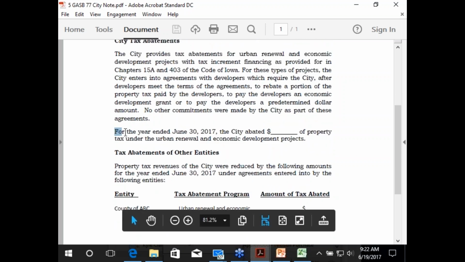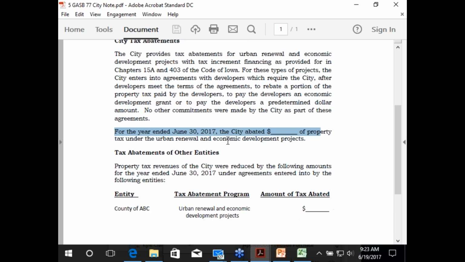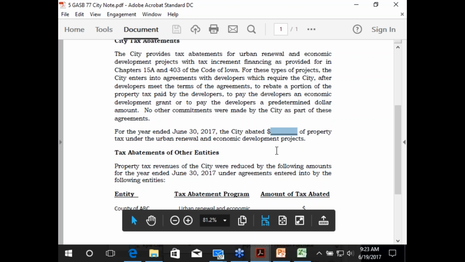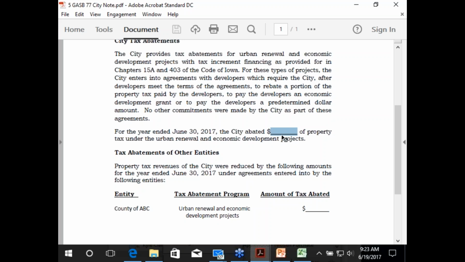The next paragraph is the meat of the issue here. For the year ended June 30, 2017, the city abated so much of property taxes, and the dollar amount that the city is going to put in here is going to be the gross amount of tax that they abated during this year. So this is actually the city's own impact. So if, let's say the city, for example, rebated $100,000, and their portion of the tax is $25,000. The $25,000 would go in this particular blank here.